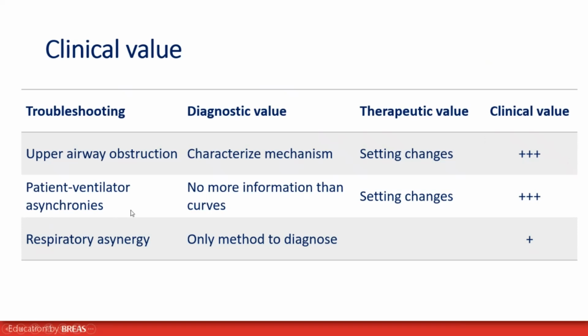Regarding patient ventilator asynchronies, well, to be honest, if you know very well how to read the curve, the belt will not bring too much information, but if you are not comfortable with the pressure and the flow curve, then the belt will be very helpful. And if we see some asynchrony, of course, we have to change the setting, so the clinical value is quite important. And regarding respiratory asynergy, well, it's very nice because we can diagnose it, but there is no therapeutic implication, so the clinical value is less.